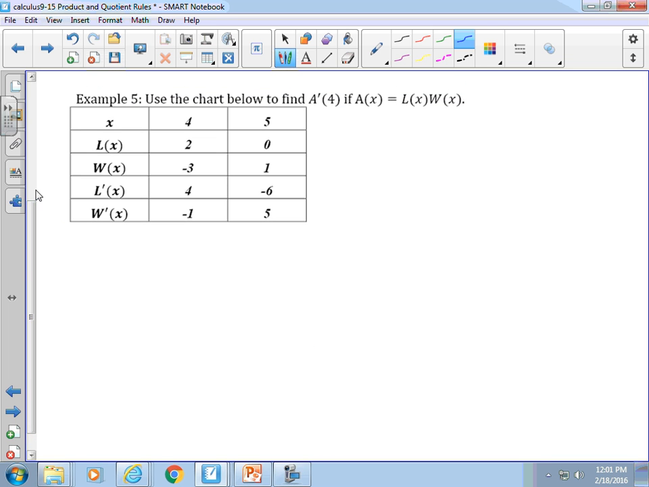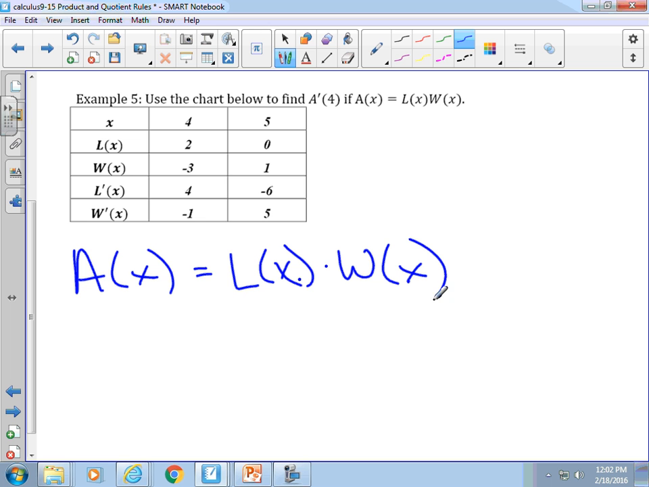Okay. Common AP problem type to challenge your knowledge of derivative rules is a problem like this. It says A of x is L of x times W of x. Find A prime of 4. Well, how would I find A prime of x? Product rule. Product rule, right? Because of the derivative.